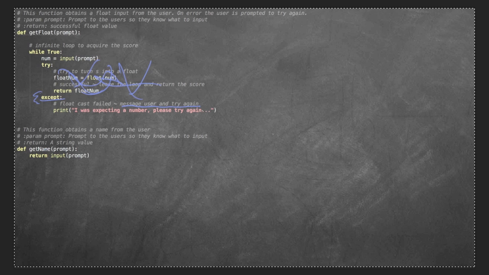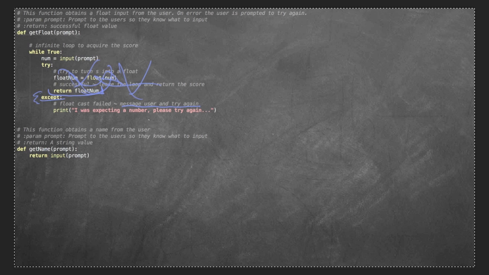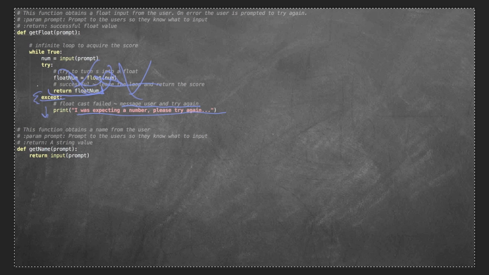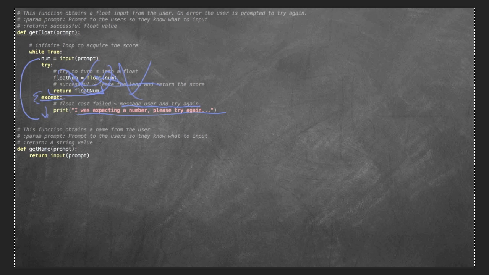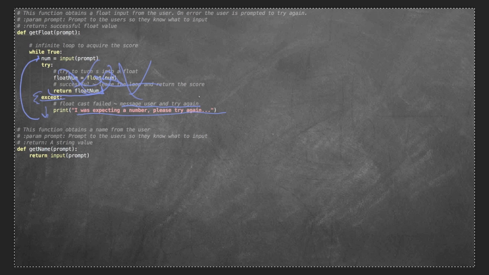So how is it that we're able to try it again? Well, it tries it again by virtue of the fact that we never made it to the return. So it'll go through here, it prints the message, and then it falls out of here, and since all of this stuff is still in the while loop, it comes right back up to the top of it. And it continues doing this little job until finally we have a valid float number.